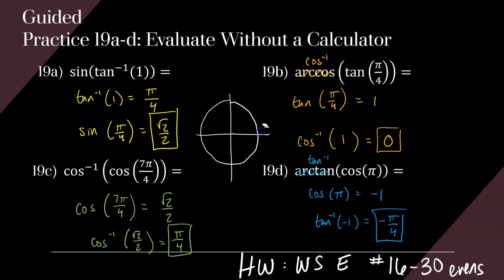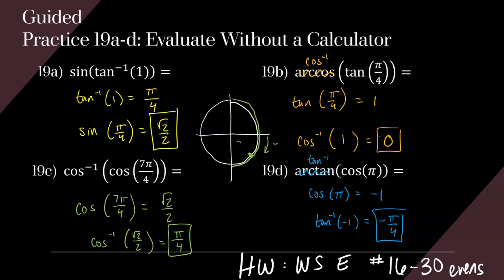For 19d, it's asking for the inverse tangent of the cosine of pi. So we start with the cosine of pi. Here's pi way over here. So the cosine at pi is -1. And now we want to take the inverse tangent of -1. Now remember, for inverse tangent, we're focusing on values between negative pi over 2 and pi over 2. So remember, it's negative down here. And the tangent of -1 is in the middle down here. So that's going to be, again, going this direction, a negative rotation at negative pi over 4. So that would be your answer for 19d.